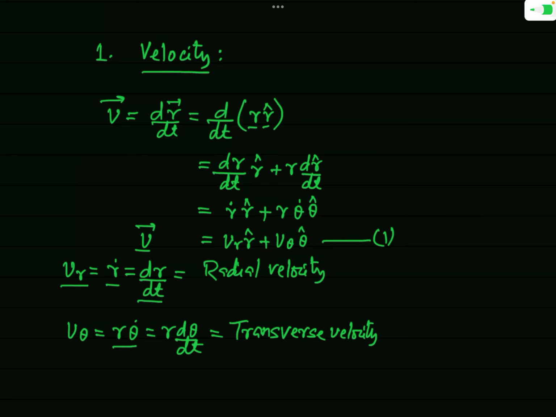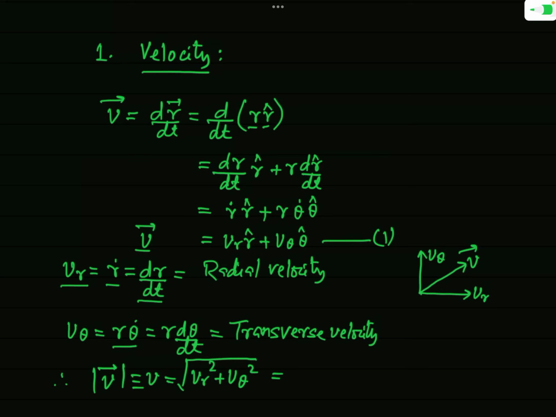Now you can see that the radial component of velocity is Vr, and the transverse component of velocity is v theta. These two components are orthogonal, both perpendicular to one another, and so the resultant velocity vector v has been written as a vector sum of these two components. So in the light of equation 1, if you write the modulus of velocity vector v, which we will simply denote by the symbol v, that will be equal to the square root of vr squared plus v theta squared, or you may also say this is equal to the square root of r dot squared plus r squared theta dot squared. This is the modulus of velocity.